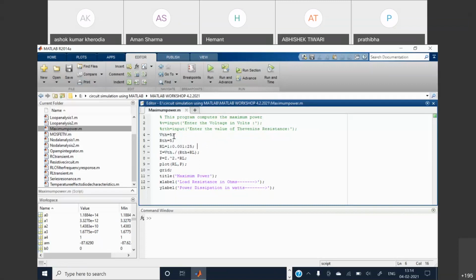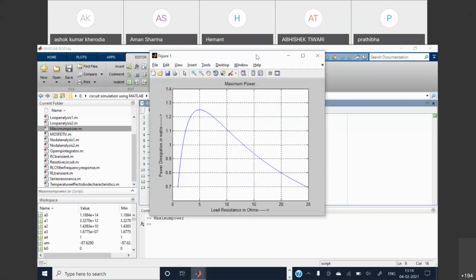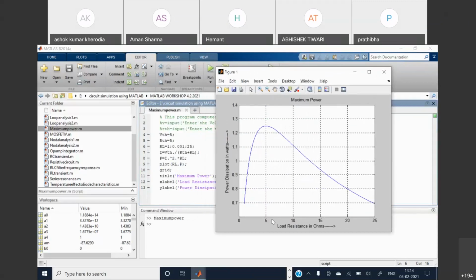So I equal to VTH dot divided by the sum of RTH plus RL. And then we are determining P equal to I square RL, element by element. Okay. Then we are plotting RL and P. Grid for obtaining grid, and these are for having a better graph so that you can have a better definition of the graph, means label on x-axis, label on y-axis and then title. So if I run it, see here, at 5 ohm I'm getting the maximum power. For others, it is decreasing. So this way you can do that.